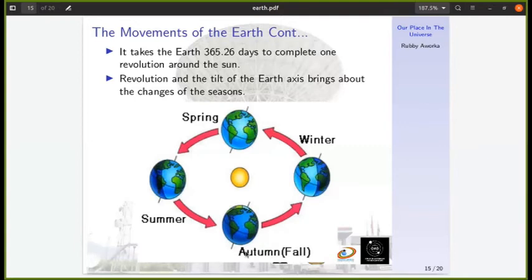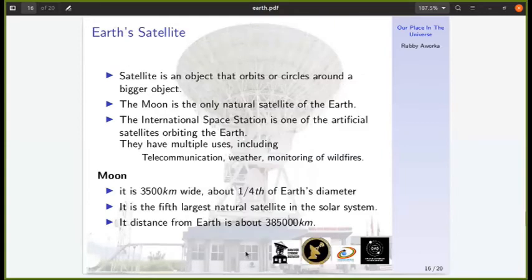So since we know how the earth revolves around the sun, there are other objects that equally revolve about our earth. And this brings us to the topic of satellites. So what is a satellite? A satellite is an object that orbits or circles around a bigger object.